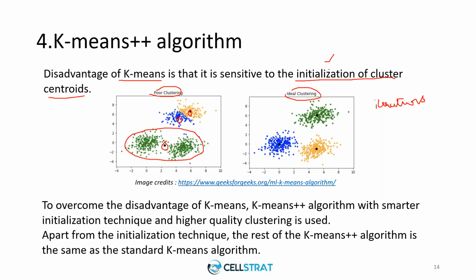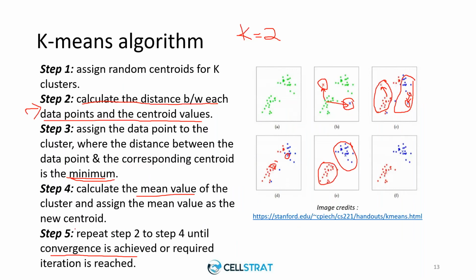So to overcome this problem, people invented something called K-means plus plus. K-means plus plus is nothing but a smarter initialization technique that gives higher quality clustering. The only difference between K-means and K-means plus plus is that K-means plus plus does better initialization compared to K-means. The rest of the steps remain the same. Only at this part does K-means plus plus become smarter than the K-means algorithm.